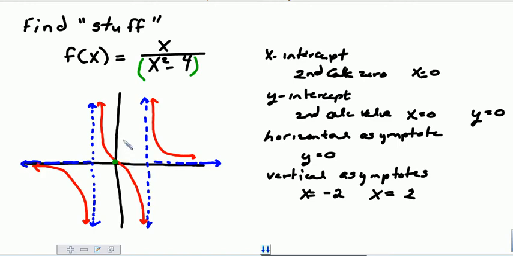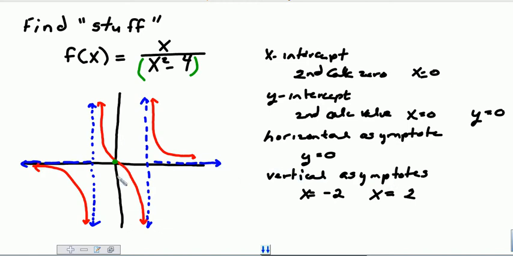A couple of other things you might be asked to find: horizontal asymptotes or asymptotes. You're looking for values that your function approaches on the outside edges but never quite gets to. And in this case, that asymptote is at y equals 0. It approaches this x-axis but never quite gets there. On this side, it approaches the x-axis but never quite gets there. So we have a horizontal asymptote at y equals 0.